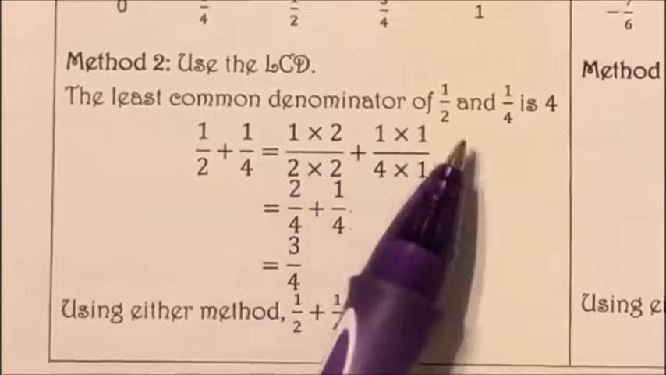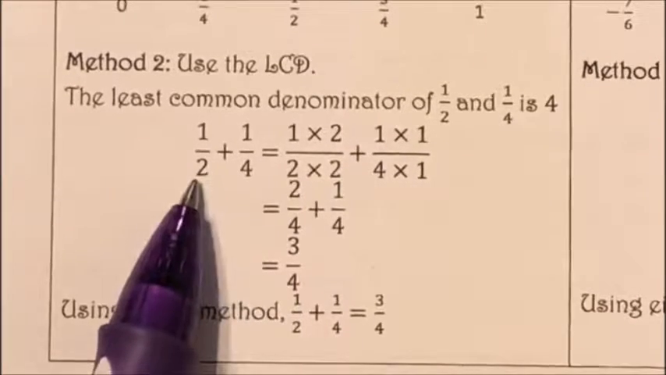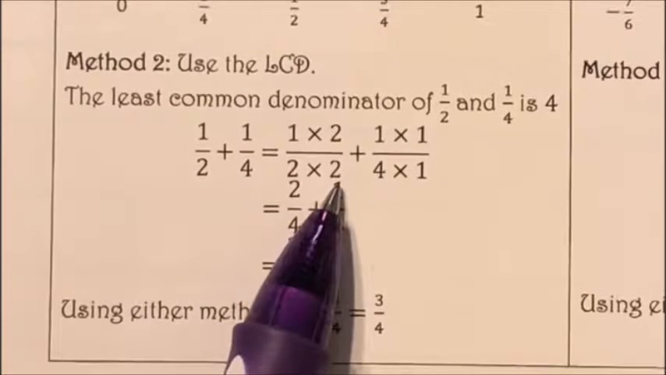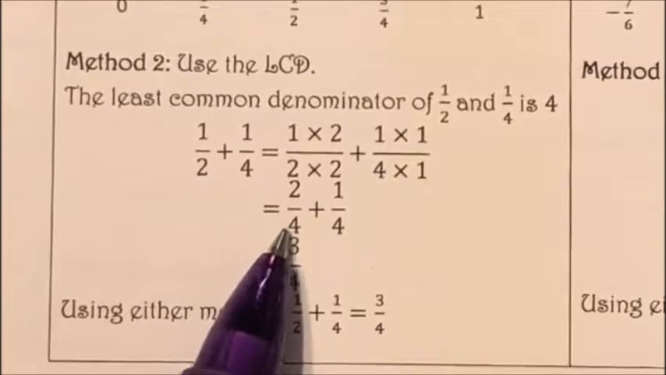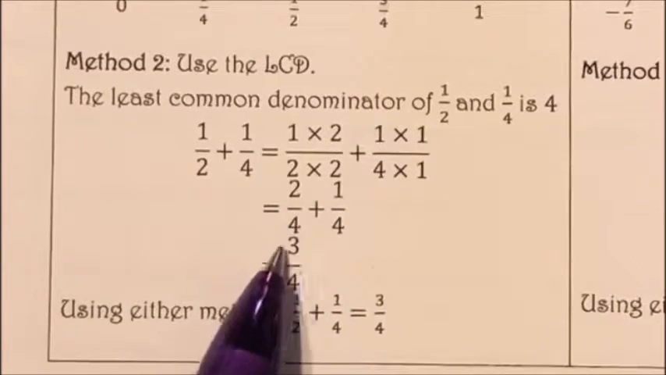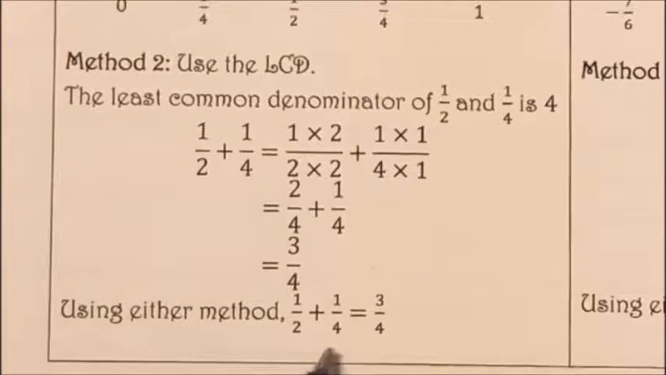The least common denominator of 1/2 and 1/4 is 4. So I change 1/2. So 1 times 2 gives me 2. 2 times 2 gives me 4. So I get 2/4 plus 1/4. I didn't have to do anything to the 1/4. Okay. So 2/4 plus 1/4 equals 3/4. So using either method, 1/2 plus 1/4 equals 3/4.